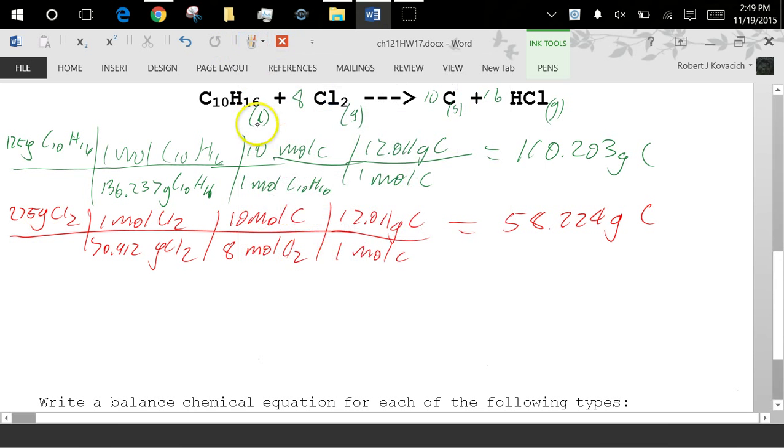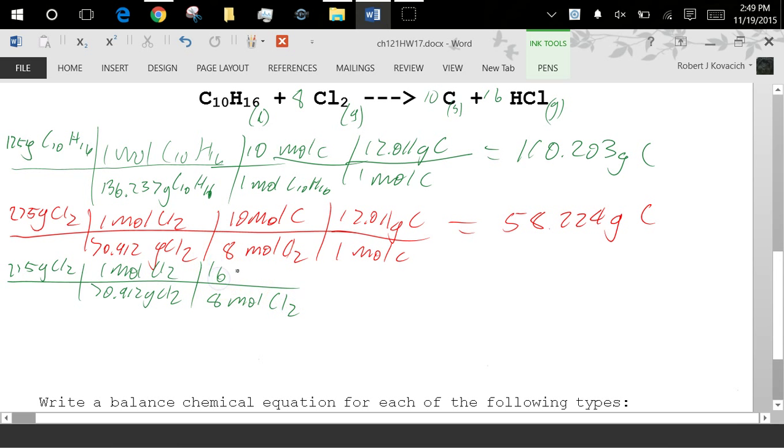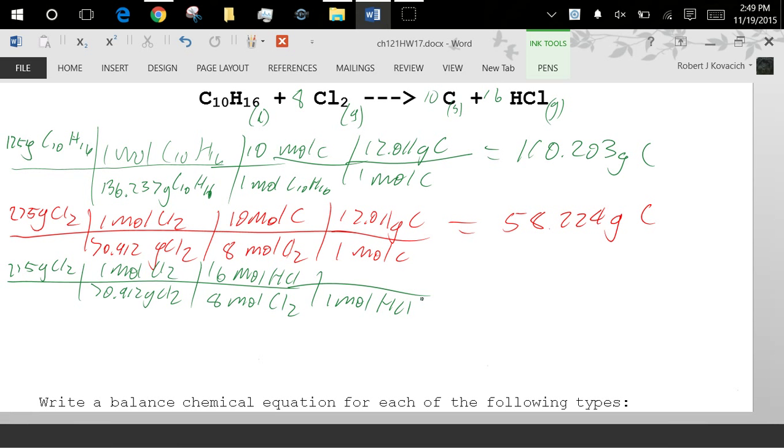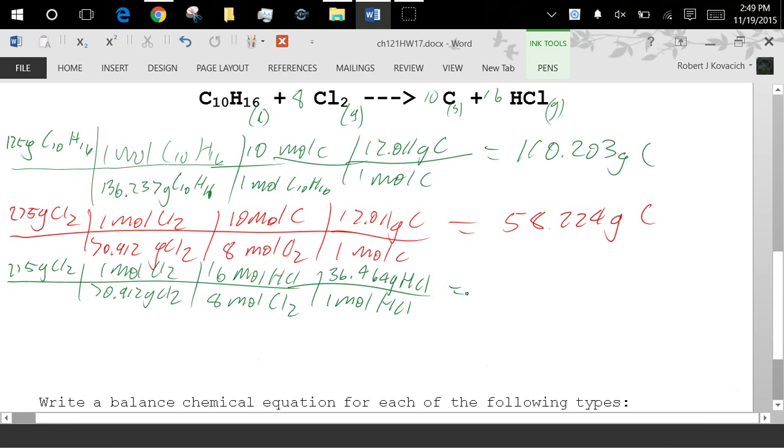So I'll do another one of these. 275 grams of Cl2, 70.912 grams Cl2, 1 mole Cl2, 8 moles Cl2, 16 moles HCl, 1 mole HCl, and so 35.456 plus 1.00795 equals 36.464 grams of HCl. Okay, so 275 divided by that 70 number times 36. So 283 grams of HCl.